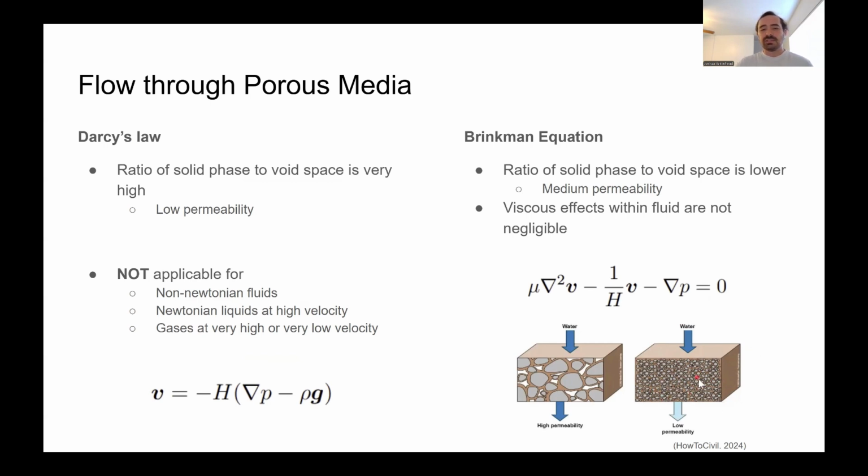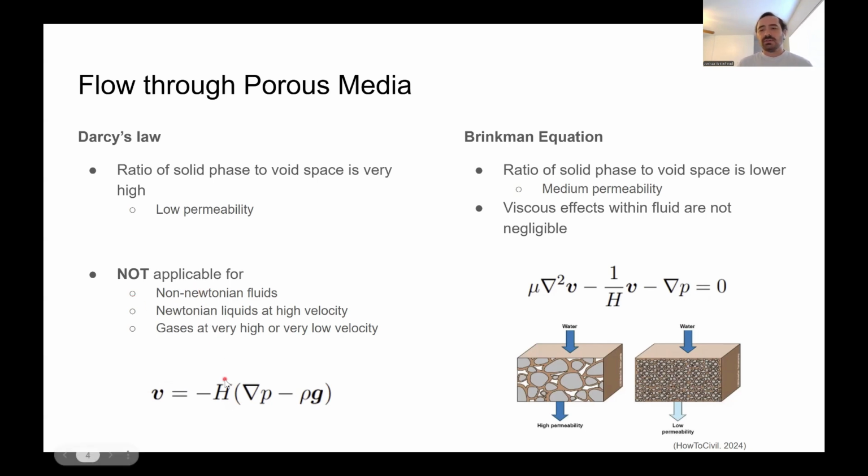We can use Darcy's law to model this type of system. And Darcy's law given here in the bottom left, if the gravitational term is neglected, it shows that the velocity of the fluid is proportional to the pressure gradient, where the constant of proportionality is the hydraulic conductivity. Darcy's law assumes homogeneous flow and is not applicable for non-Newtonian fluids, for Newtonian liquids at high velocity, or for gases at very high or very low velocity.